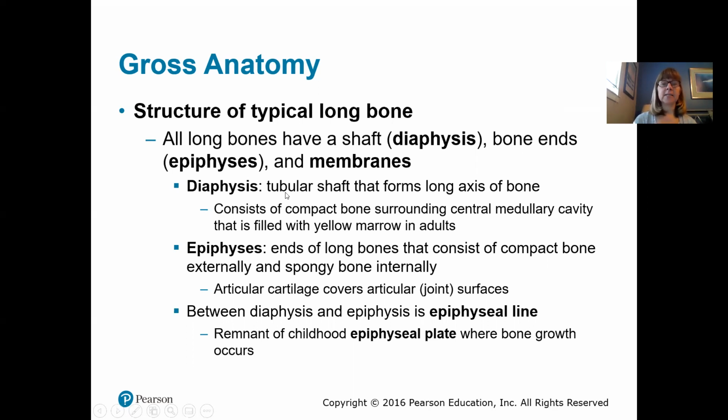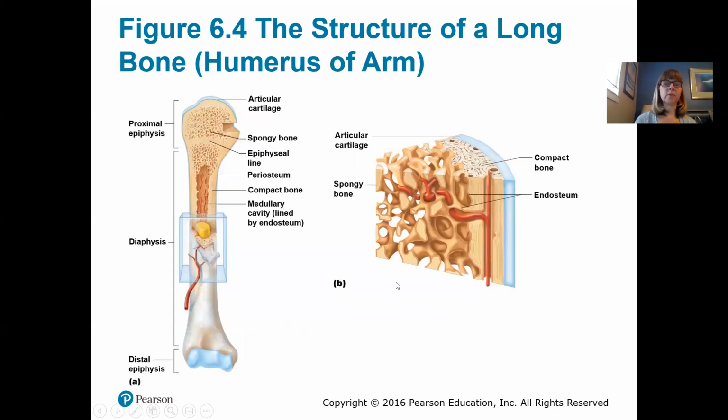So the diaphysis is the tubular shaft, and it forms the axis of the bone. Okay? The compact bone forms the long tube, and on the inside is the yellow marrow. I'll show you an image in a moment. And then the epiphysis is what's on the end of the compact bone. And there's a line, and this is basically where it grows. So let me show you. A picture's worth 1,000 words, right?